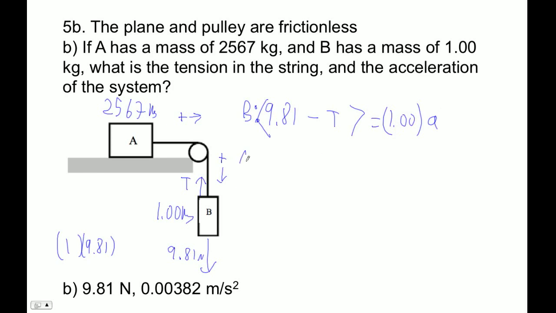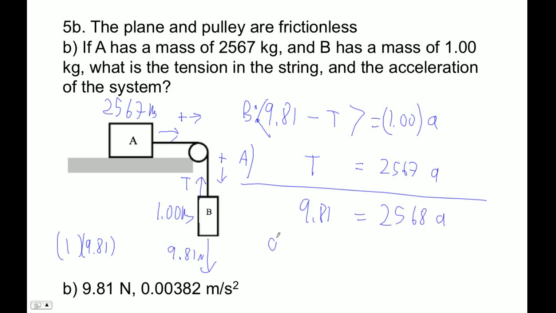And then for A, we have whatever that tension is, and that's the only force acting on it because there's no friction. So tension equals 2,567 A. And of course we can do what we always do. We just add the left side to the left side, right side to the right side. So we end up with 9.81 minus T plus T, which is just 9.81, equals, and then this ends up being 2,568 A.